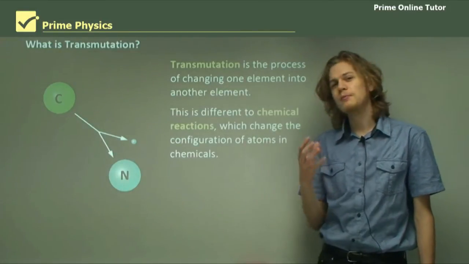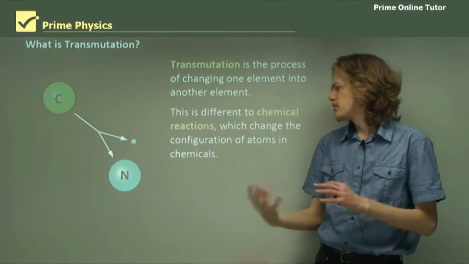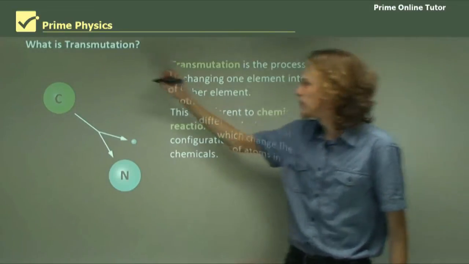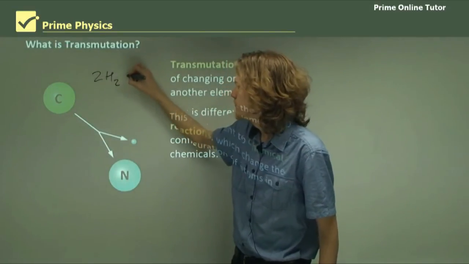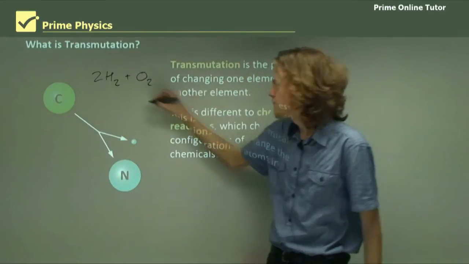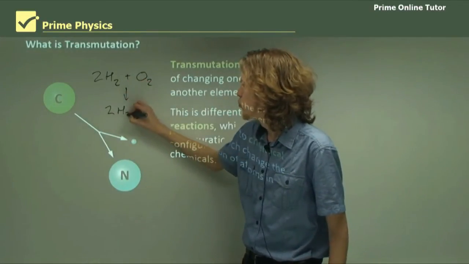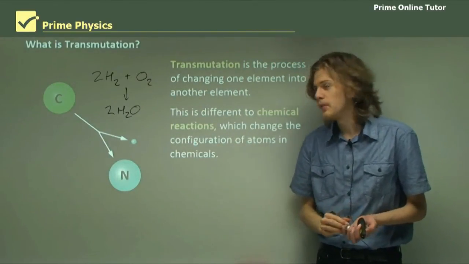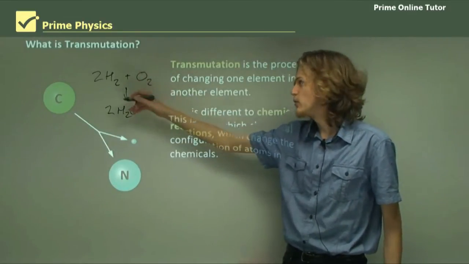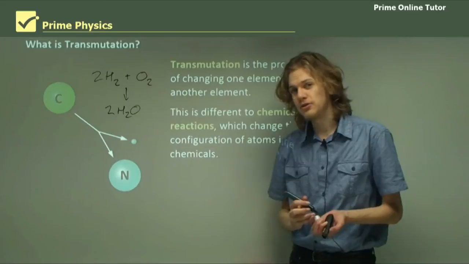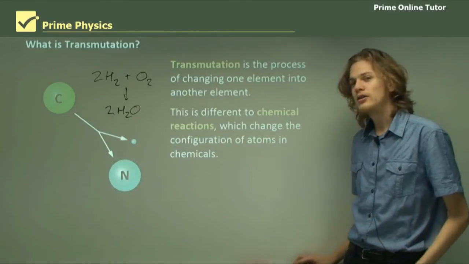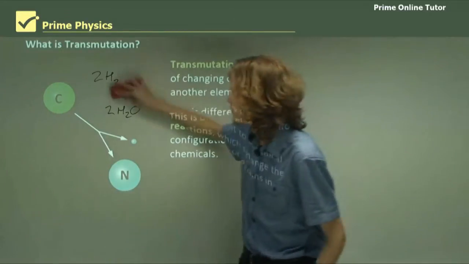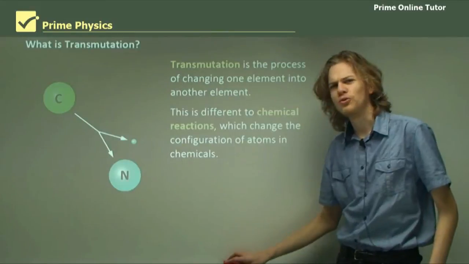So this is very different to chemical reactions, which change the configuration of atoms in a chemical. So we can imagine, for example, taking hydrogen and adding it to oxygen to produce water. This is a chemical reaction. It is not a transmutation, because on both sides of the equation we have hydrogen, and on both sides we have oxygen. When these equations stop balancing, that's when transmutation is occurring. Unless, of course, you've just got your equations wrong.